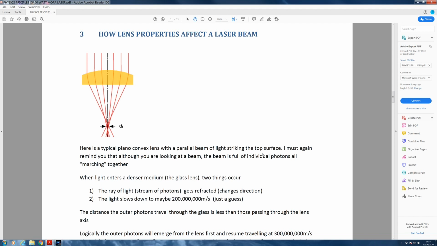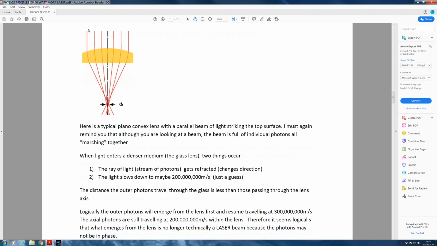Now, although this is not pure glass, it's a glassy type material, and the light will slow down inside the glass to about 200 million meters a second. Yeah, okay, that's not really slowing down, is it? But it has reduced by about a third. This ray of light here enters at 300 million and travels that distance. This ray of light here enters at 300 million and travels that distance. Now, as it goes in and slows down, this ray here must exit before this ray here. Okay, so they're now possibly no longer a laser beam because they must be out of phase.